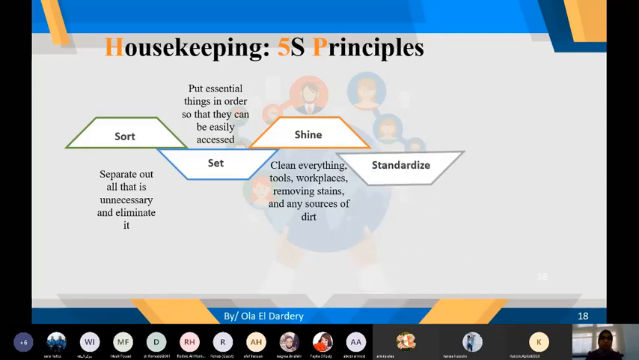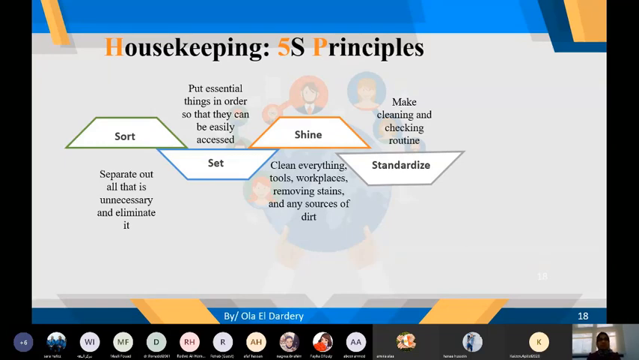All right. What's the fourth step? It's standardization. And this is where we make sure that what we did in the previous 3 steps is standardized. So make cleaning and checking a routine. It might sound easy, but it's not easy because you can start doing those 3 steps the first day, and the second day, and the third day. As we said, Kaizen is a continuous, incremental, built-up process.